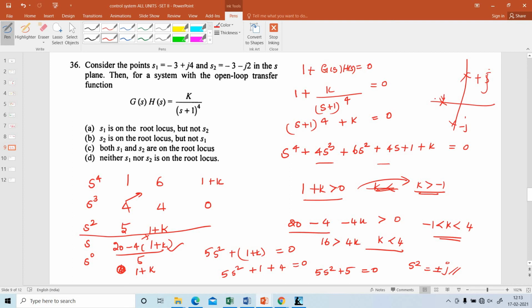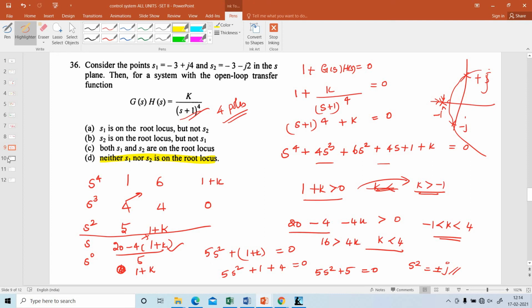Here all the poles are minus 1. 4 poles are there, all the poles are equal to minus 1. This crosses the imaginary axis like this. Okay. So minus 3 plus j4 and minus 3 minus j2, neither s1 nor s2 is on the root locus. That is the correct answer because the poles are minus 1 only. And it crosses at plus or minus j.